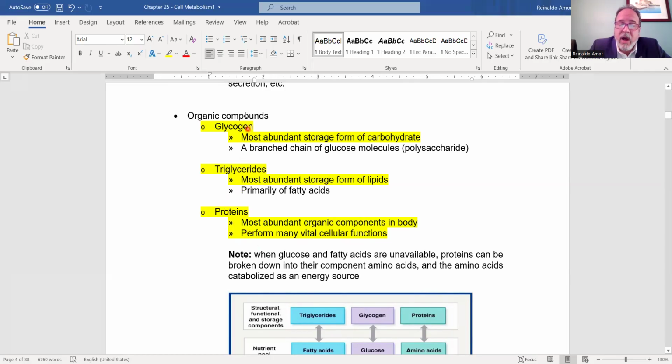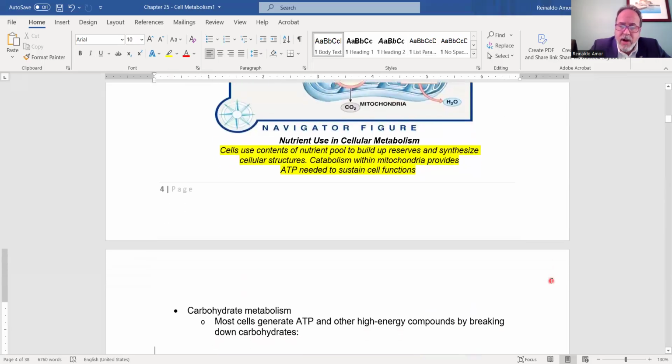So these are your best resources here. But I wanted to highlight specific things. For example, if they ask you what is the most abundant storage form of carbohydrates, that will be glycogen. And what will be the most important energy source? That will be glucose. If they ask you most important storage form of lipids, that will be triglycerides. And if they ask you most abundant organic components in the body, you'll say proteins. Proteins are the most abundant organic components in your body. So let's move on.